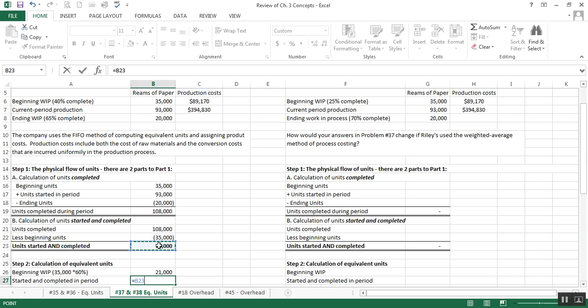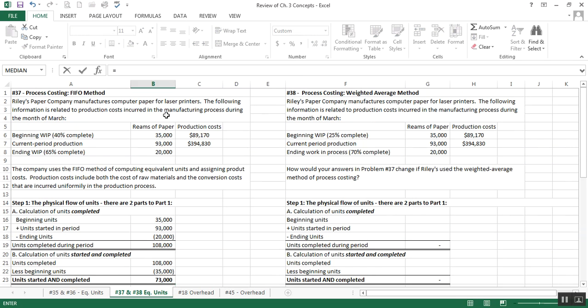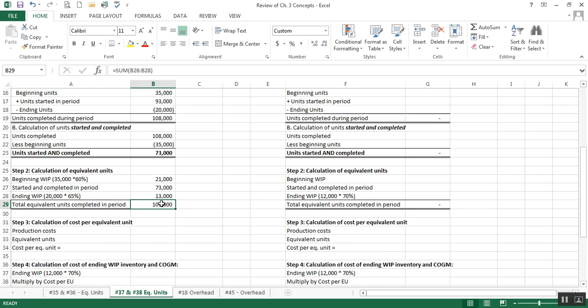And then we take our units started and completed from above. And then our ending work in process, which is the 20,000 times the 65% that we completed during this period, gives us equivalent units of 107,000.